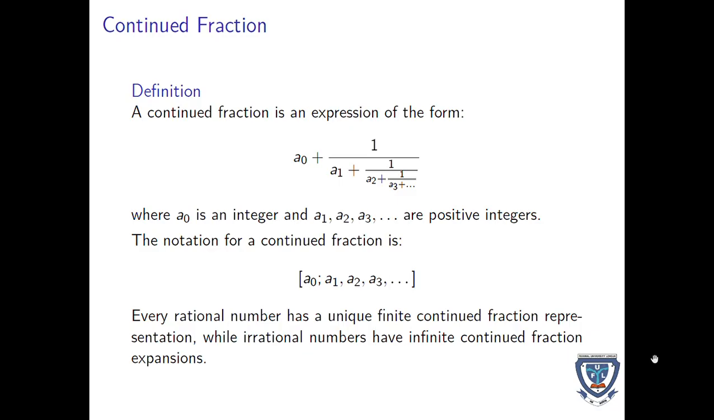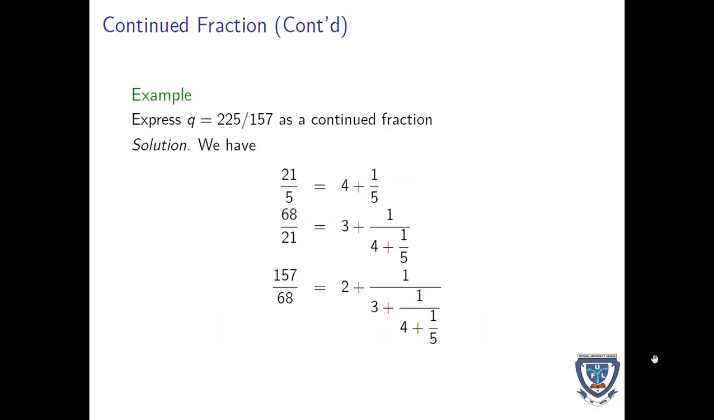a0 plus 1 over a1 plus 1 over a2 plus 1 over a3 plus ..., where a0 is an integer and a1, a2, a3 are positive integers. The notation for a continued fraction is [a0; a1, a2, a3, ...]. Let's take some examples.